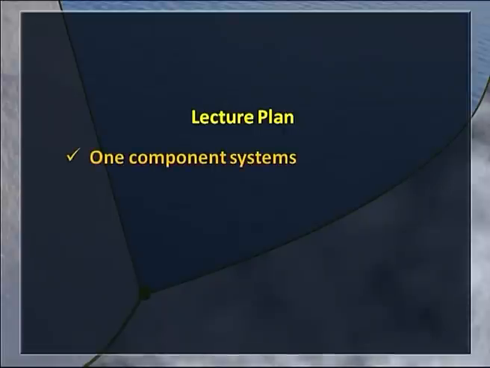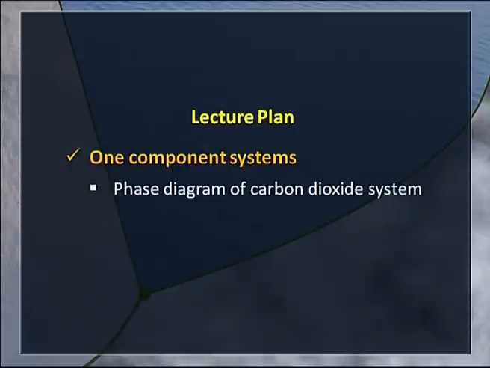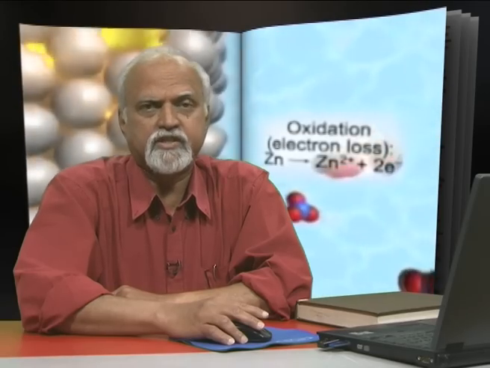In today's lecture, I will continue with one component systems, and I will discuss two more phase diagrams, one of carbon dioxide and the other is of sulfur. There are many more phase diagrams, but then these three will illustrate how phase rule can be applied successfully in extracting information from these diagrams.